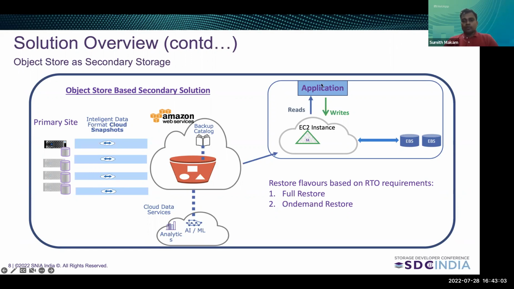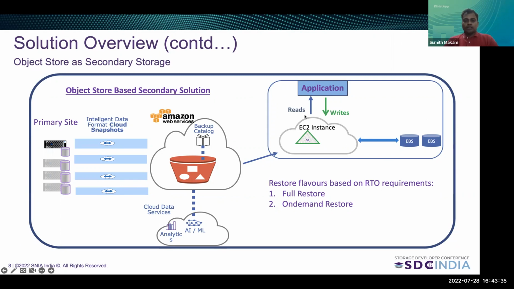So now applications will have read-write access to the data from the EC2 instance. As only a certain amount of metadata has been restored, if applications end up reading some data which is not yet restored, then that data will be read from the bucket and then served. So this will have some latency. Applications will incur some latency in this case. So this is called an on-demand restore.